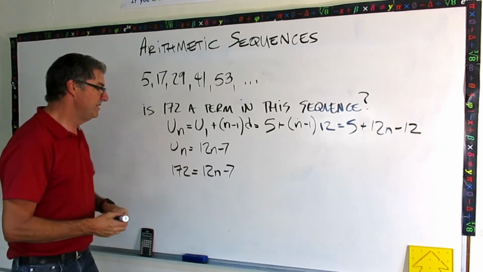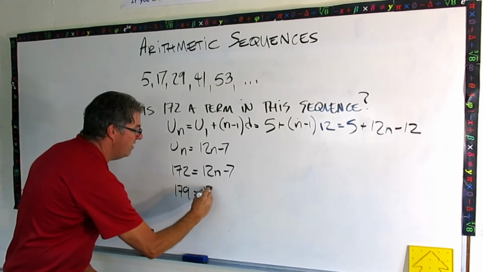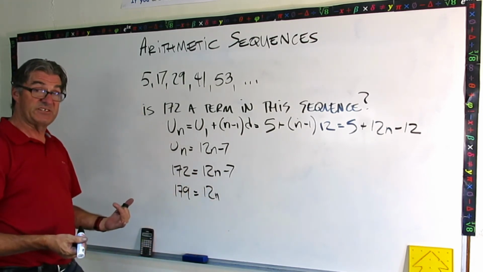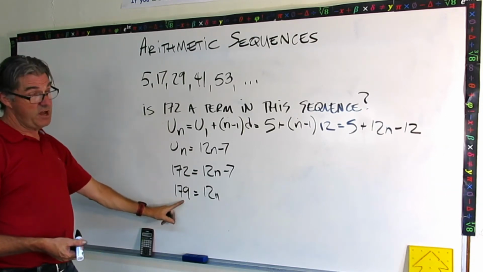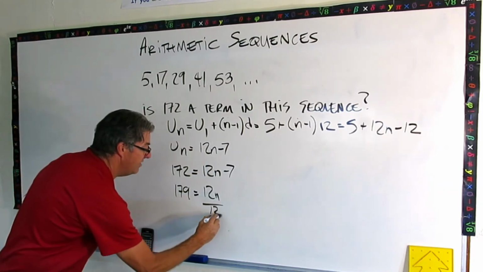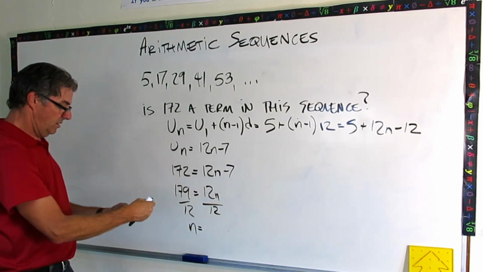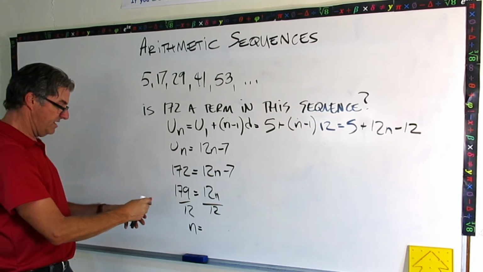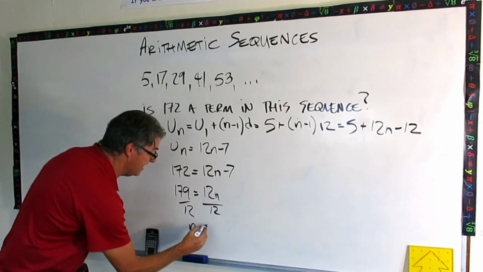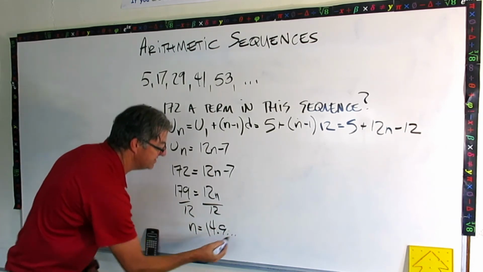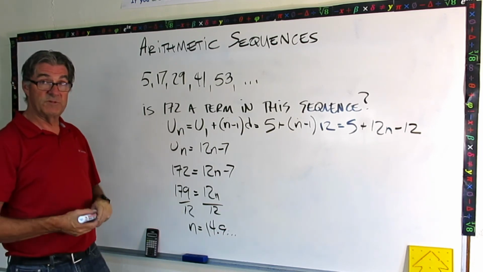So let's do that. So I'm going to add 7 to both sides. 179 equals 12n. And I can already see that this is not going to work out for 172 because 179 is not a multiple of 12. But let's finish this out. Divide through by 12, and we get n equals 179 divided by 12. It's going to be 14.9, and a bunch of digits after that. So we know that this is not a term in that sequence.